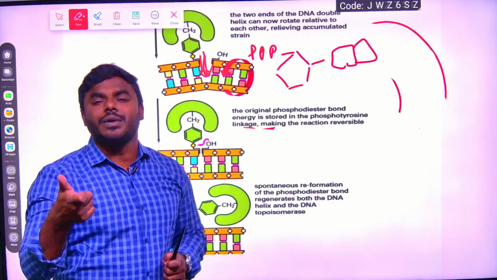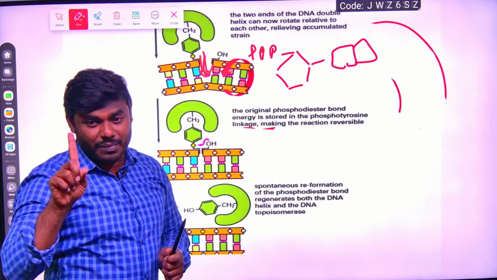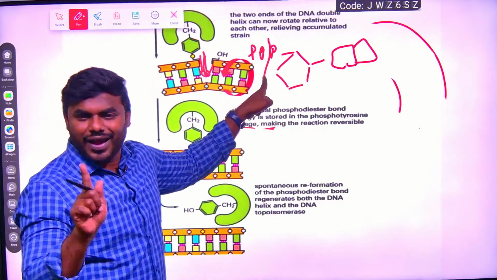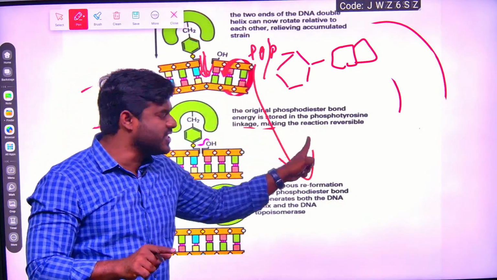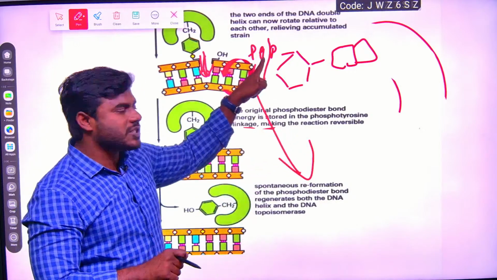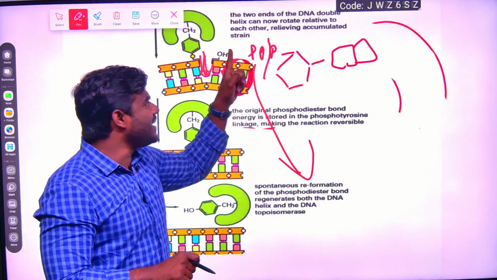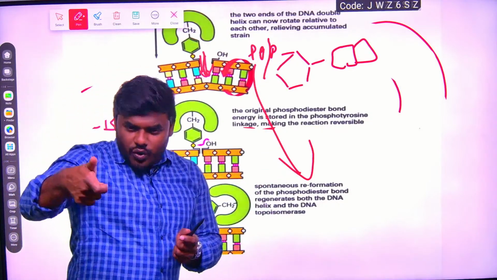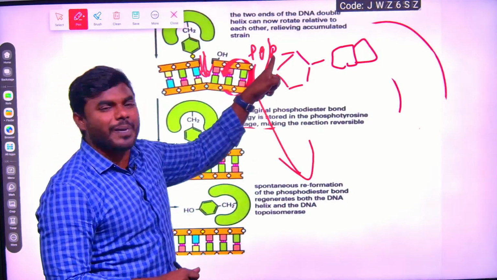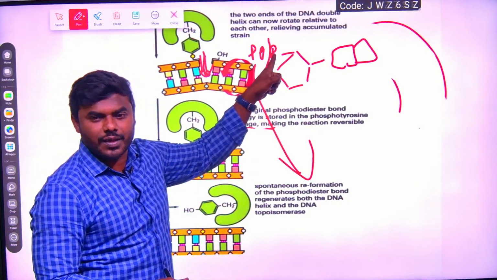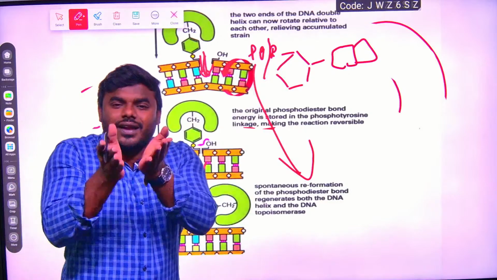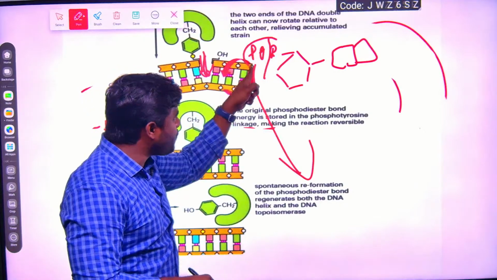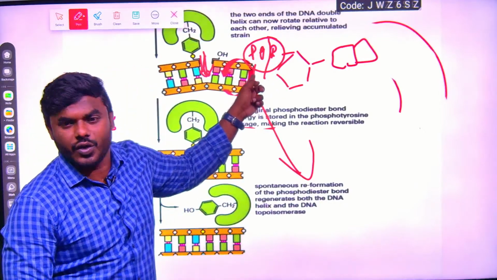Correct? Sometimes after rotation, remember my words, I always use the word that I break the phosphate. I am never using the word that the phosphate is released out. You are getting my point? Phosphate is present there itself. I just break it to make it rotate relatively free to each other. Now when I am rotating back, can I say that again the phosphate will be added there itself? You are getting the point? I just created a gap to rotate. As a result, once again the phosphodiester bond will be reformed. You are getting the point?